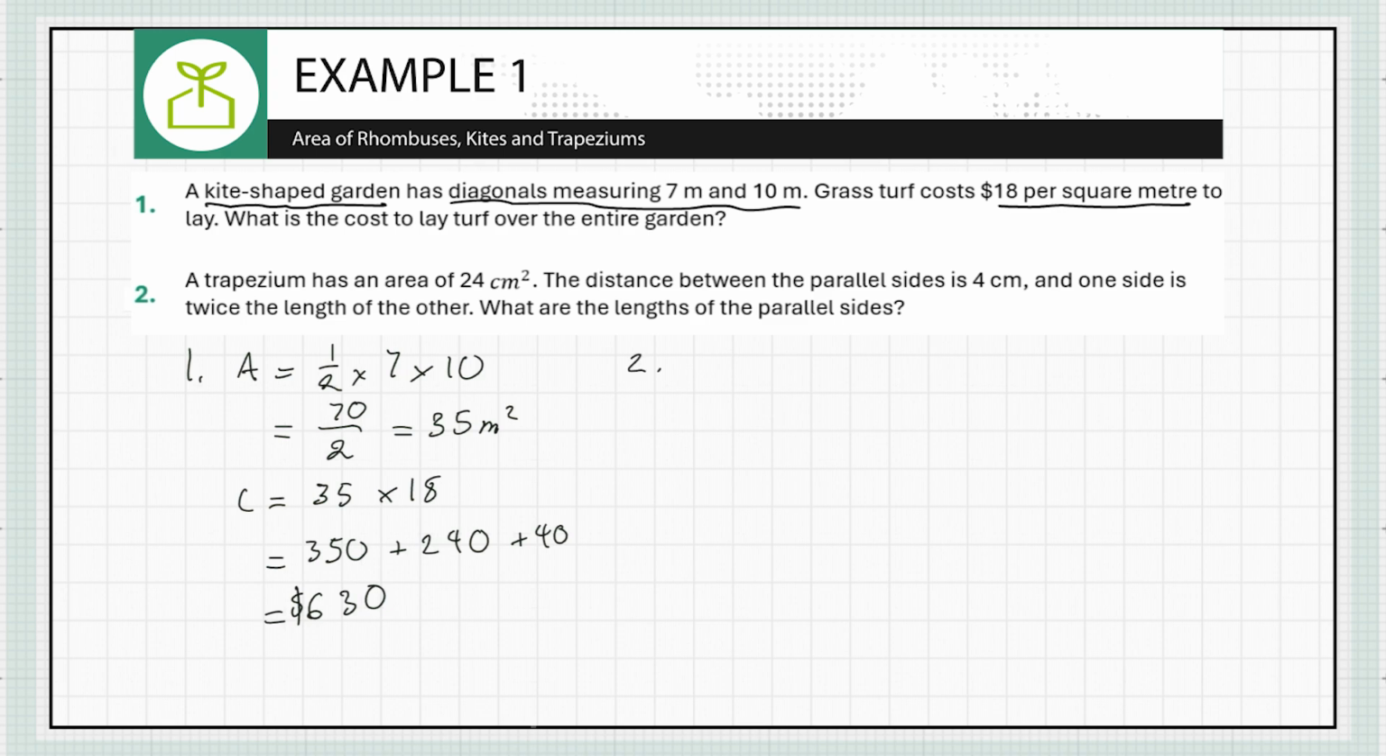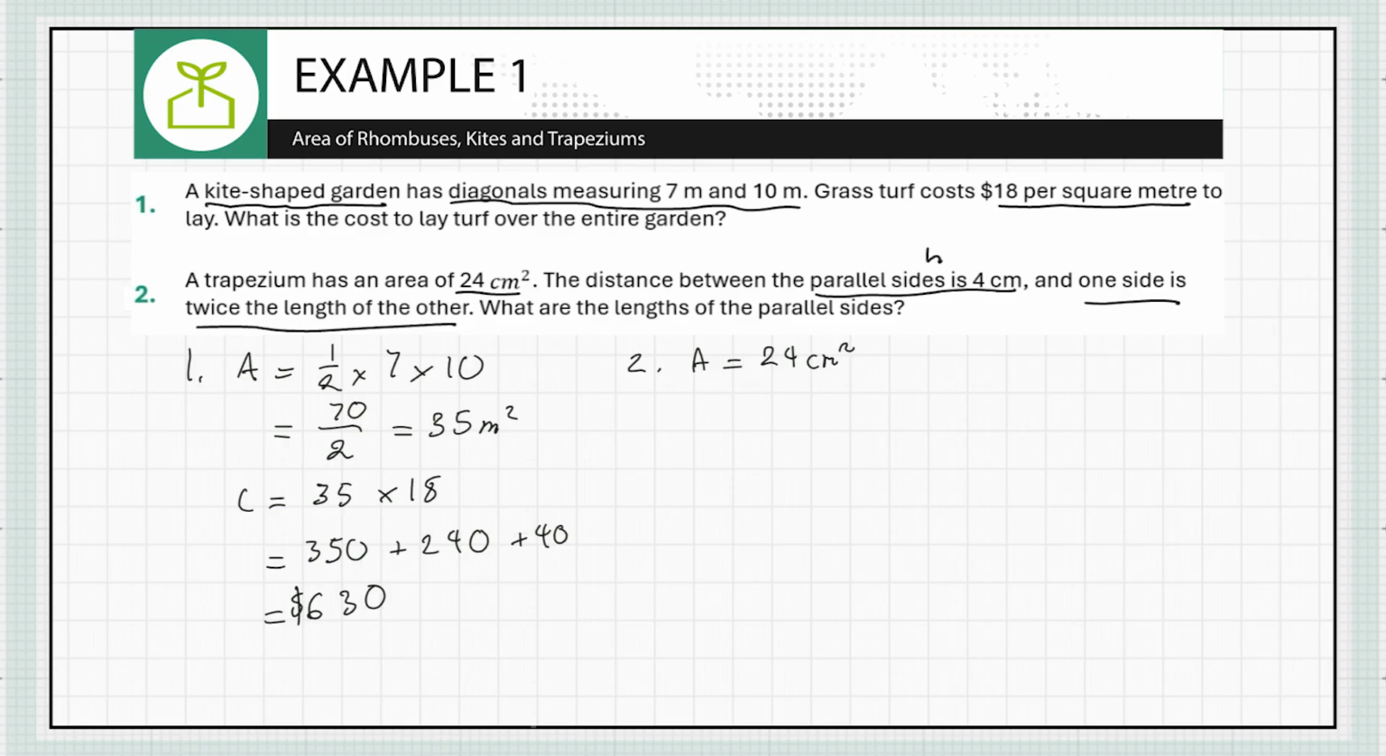Alright, let's look at 2. So for 2, we have a trapezium that has an area of 24 centimeters squared. The distance between the parallel sides is 4 centimeters. So this is another way of describing the height. And one side is twice the length of the other. What are the lengths of the parallel sides?